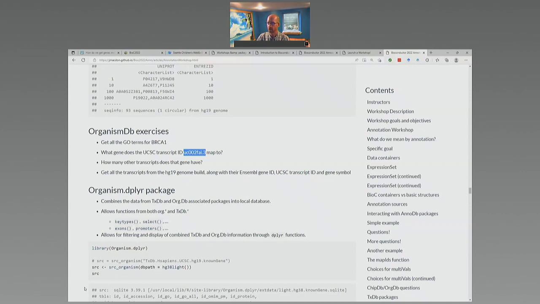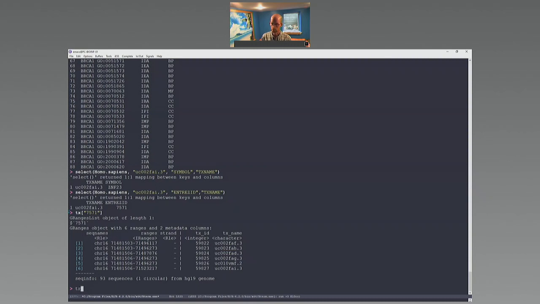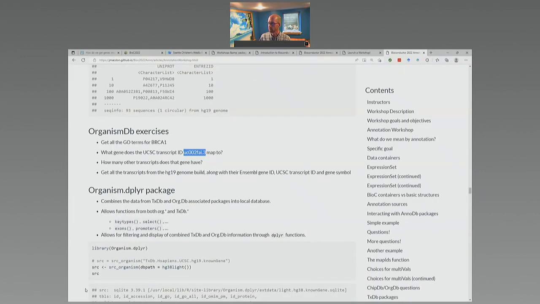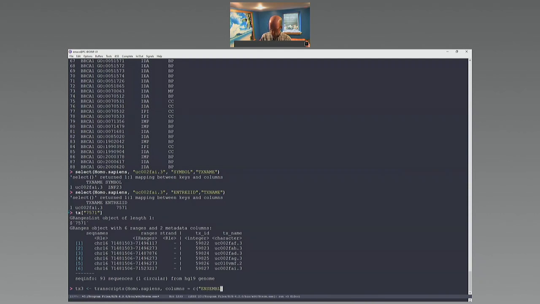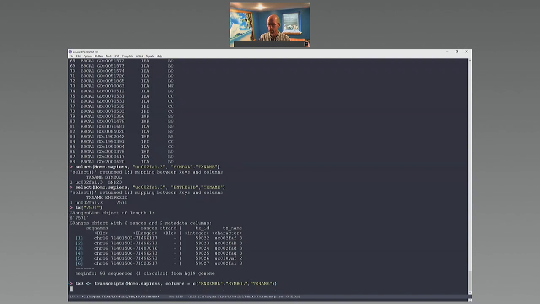So we can get all the transcripts from the HG19 genome build along with our Ensembl gene ID, UCSC transcript ID, and gene symbol. So we just do the transcripts and we ask for these three things: the Ensembl gene ID, the symbol, and the transcript name.